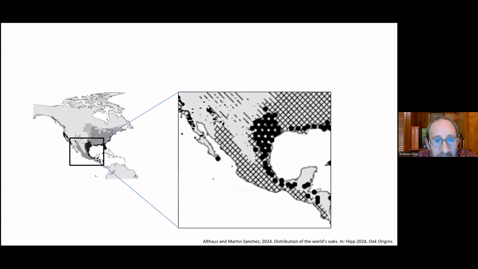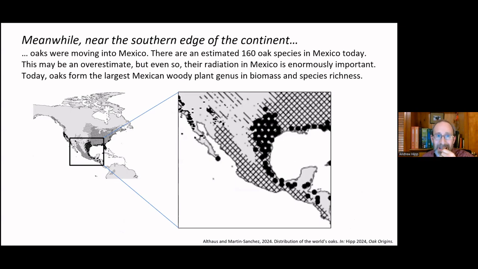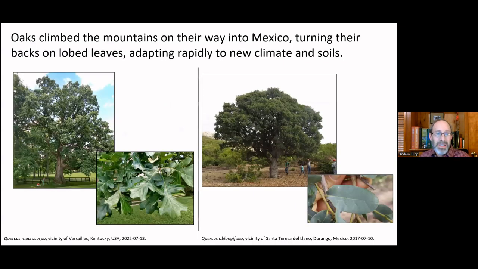Okay, now that's the north. We have one last exciting story, because at the southern edge of the continent, as the oaks are going over to Eurasia, oaks were moving from eastern North America once again into Mexico. There are about 160 oak species in Mexico today. This might be a slight overestimate. It's based on our current taxonomy, but even so, there's a ton of them. And the radiation in Mexico is enormously important ecologically, economically. They're the largest Mexican woody plant genus in both biomass and species richness.